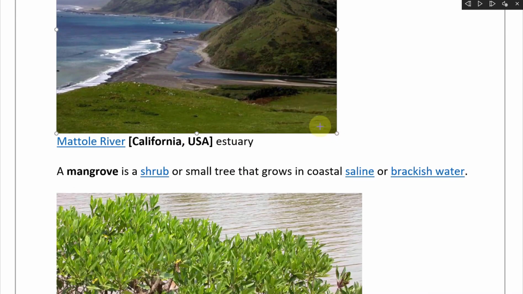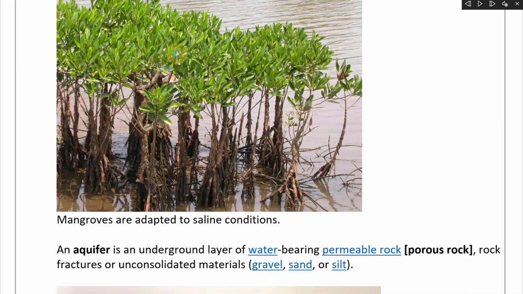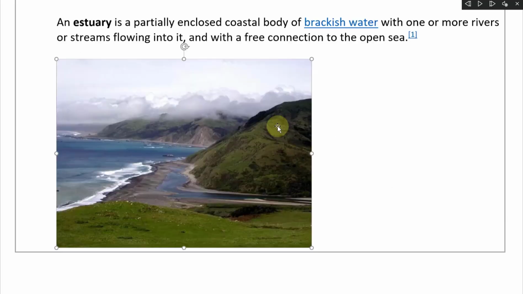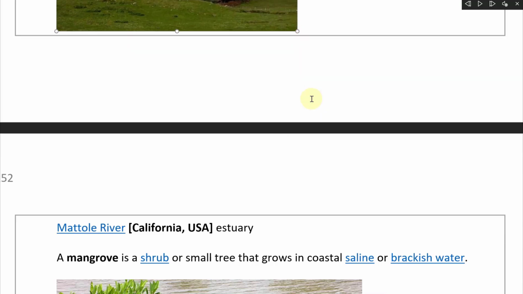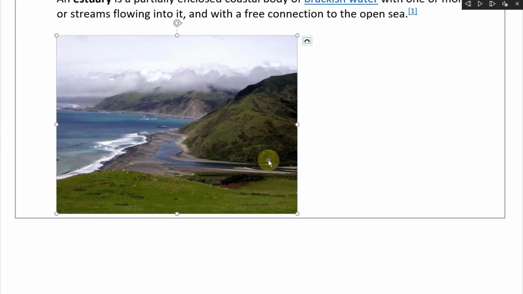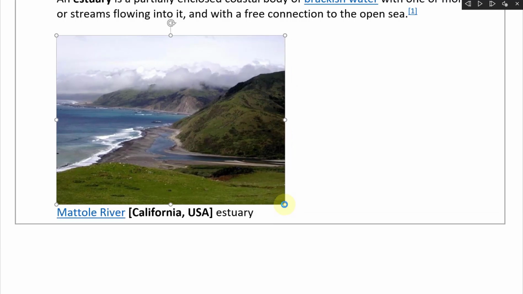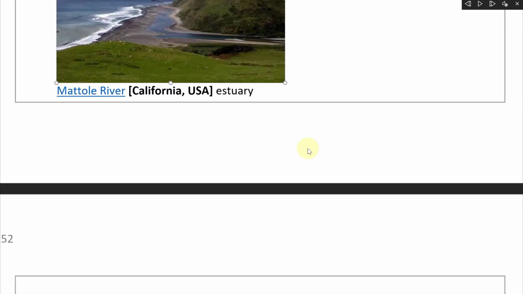It's very interesting. So it's not fully the sea, but it's connected to it. So you get something like that. Just make this a bit smaller, so it fits in the notes there. Okay, that should be good.